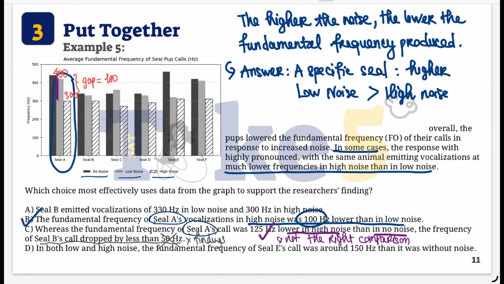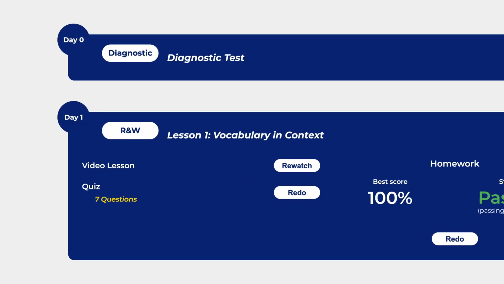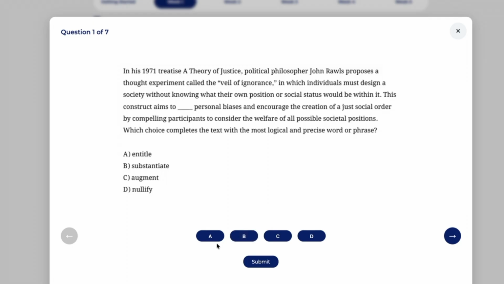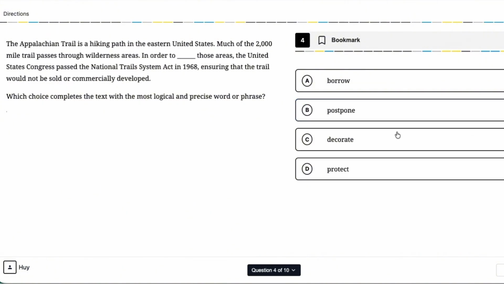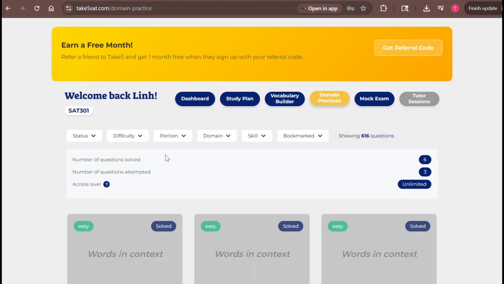So that's the end of today's lesson. It is an overall quite challenging one if you're not familiar with data analysis as a skill. Make sure to practice and read the explanation provided in the quiz section, as well as score how well you master the skill in homework.